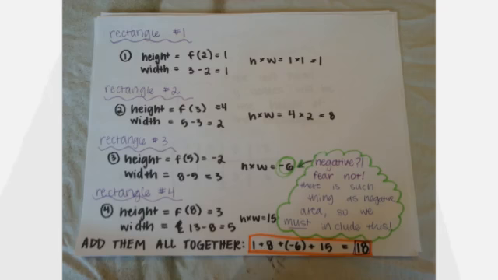Wait up, the height is negative? That's okay. There is such a thing as negative area, and it's really important that we include the negative, because the problem asked us for area, not displacement or absolute value of the area.